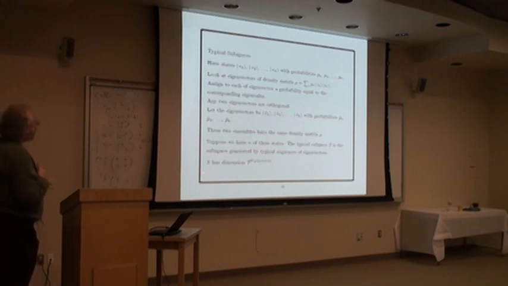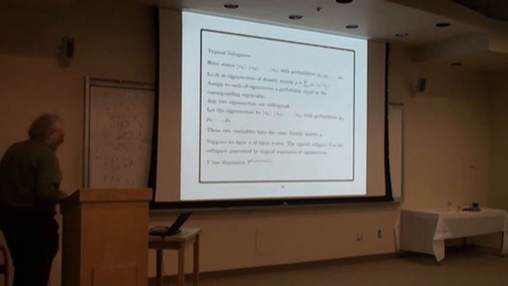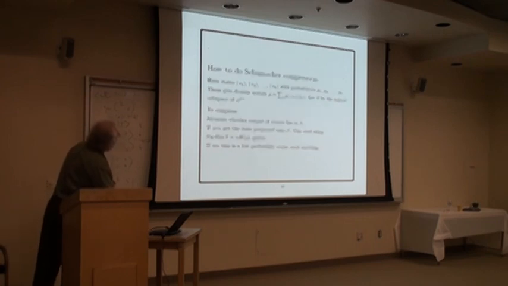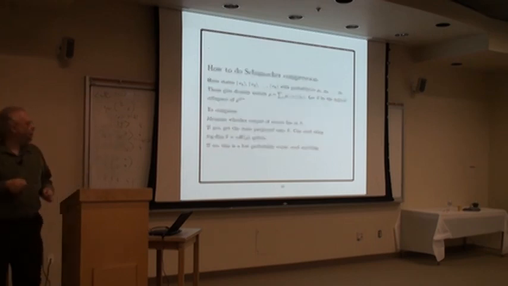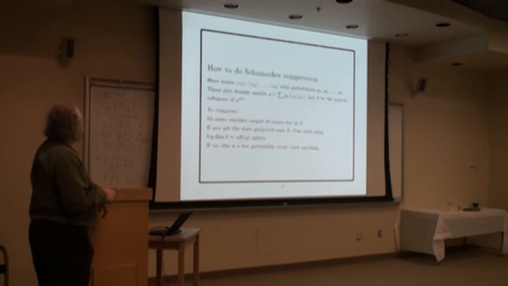So now we can find a subspace in this, well, K of the n-dimensional space. So how do you do Schumacher compression? Well, what we do is we have a subspace.